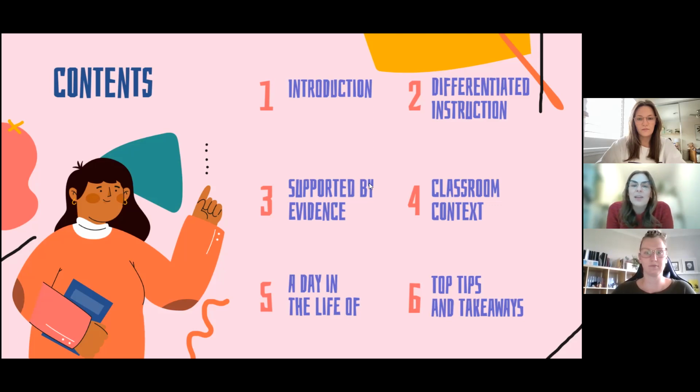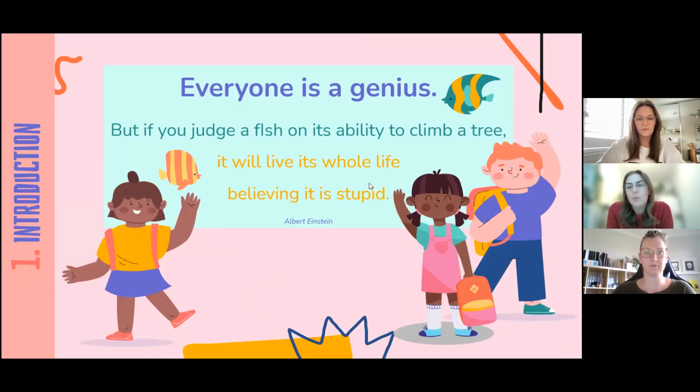I'm sure you've heard the quote, if you judge a fish on its ability to climb a tree, it will live its whole life believing it is stupid. It's a much used quote, but an exceedingly relevant one when discussing education, inclusion, and differentiation. As teachers in this wonderfully evolving educational landscape, inclusive education is not a buzzword, rather it's embedded into our everyday.